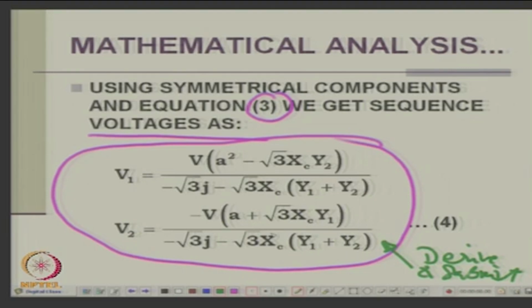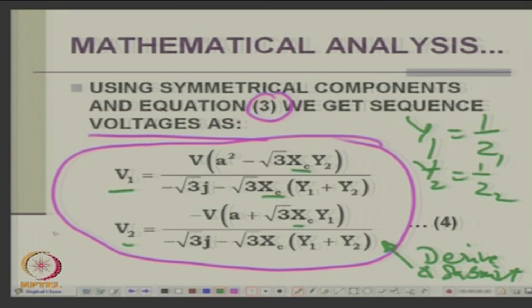What are Y1 and Y2? Y1 is 1 over Z1 admittance and Y2 is 1 over Z2. These are the positive and negative sequence voltages now, which will be a function of the admittances and the capacitive reactance XC. A, you know, is the operator. This will be V1 and V2, they will have a vector quantity.